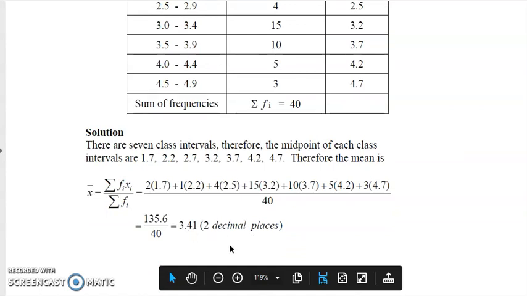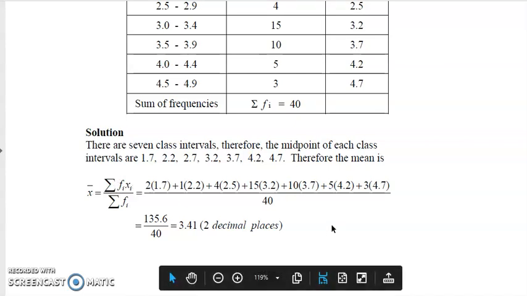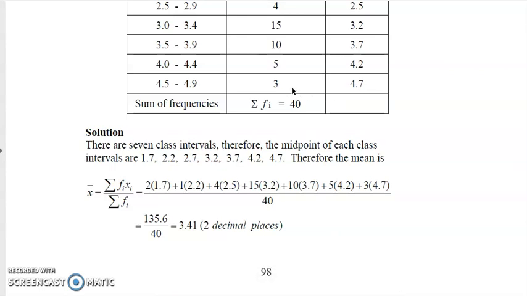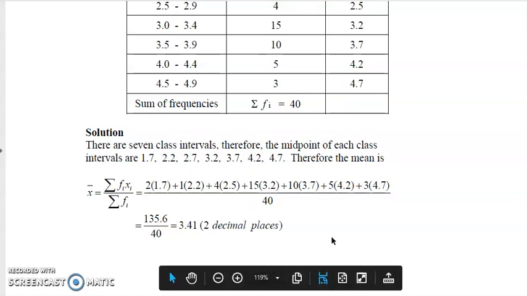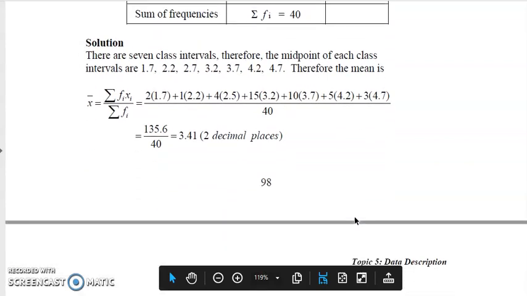Okay, so I hope you are clear on how to use the formula. So you can see the formula actually here. You'll be having a sigma of fx, which means you are going to multiply each of the frequencies with their midpoints. Each of it is added one by one, and then divide by the 40, the sum of the frequencies. So I hope you are clear on how to find the mean.